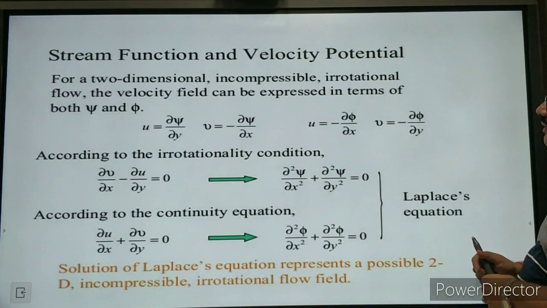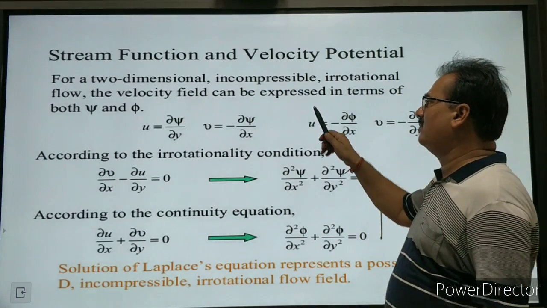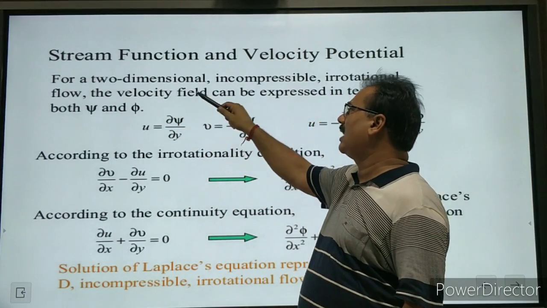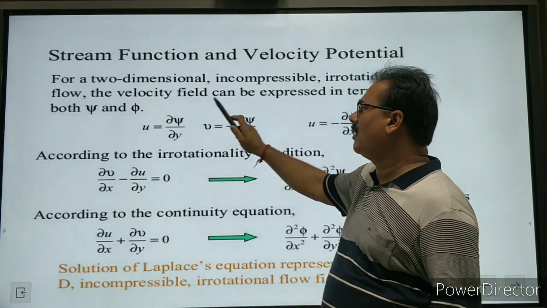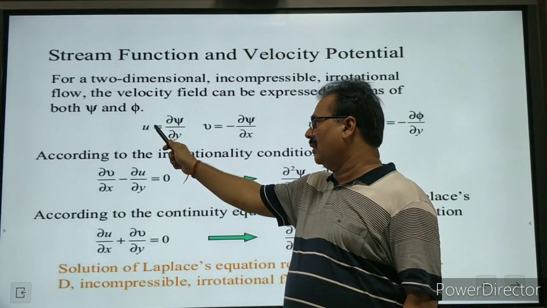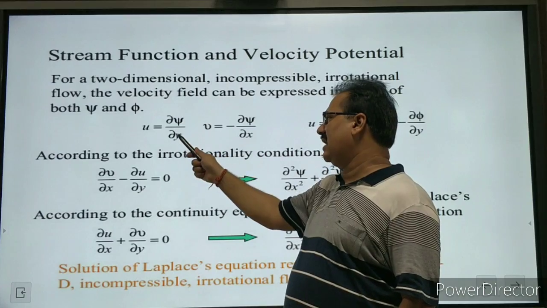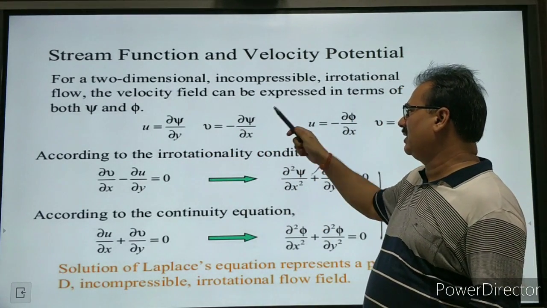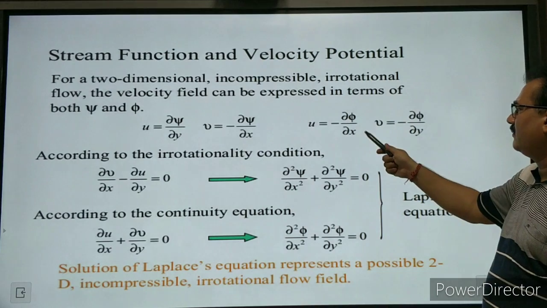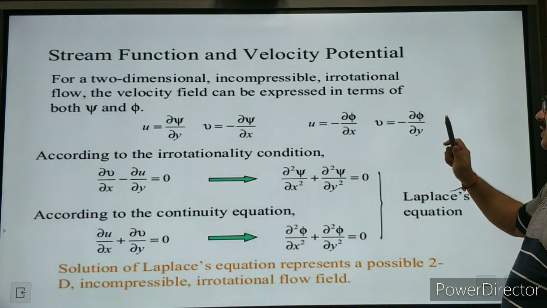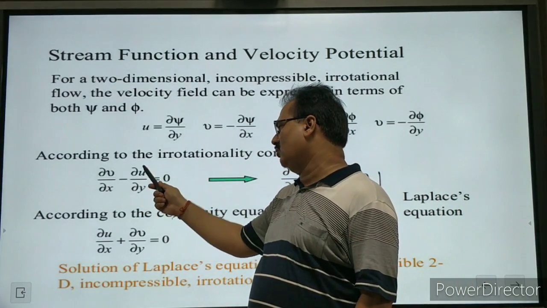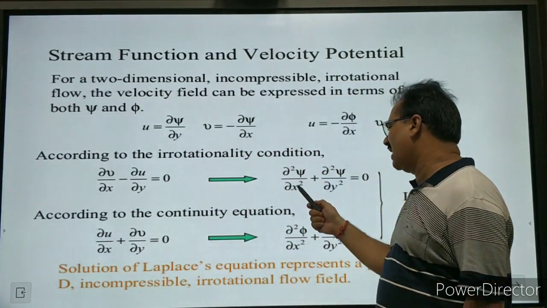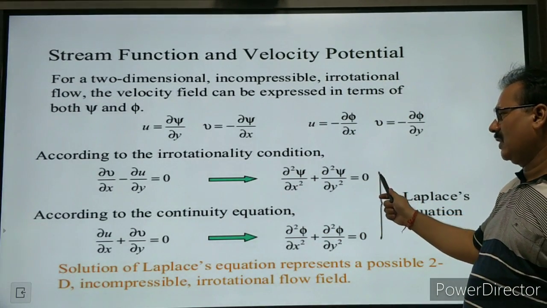Whenever we want to define the stream function and velocity potential for a two-dimensional flow, again you can rewrite this. For a two-dimensional incompressible irrotational flow, the velocity field can be expressed in terms of both xi and phi. It means you can express u as del xi over del y, and v as minus del xi over del x, then u is equal to minus del phi over del x, and v is equal to minus del phi over del y. According to the irrotationality condition, you can write del v over del x minus del u over del y is 0, and this implies del 2 xi over del x square plus del 2 xi over del y square is 0.